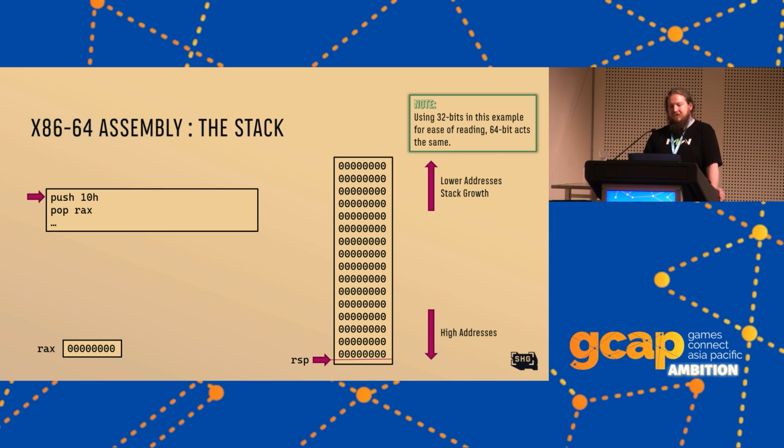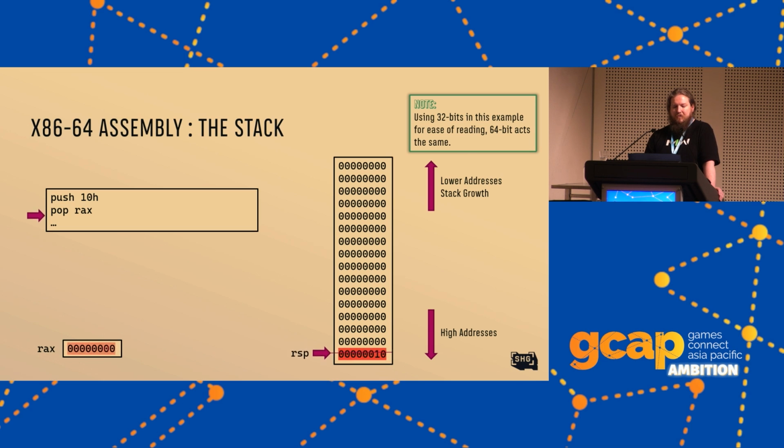The stack gets tracked via the RSP register. This is the stack pointer. It points to the very top of the stack. It'll grow from a higher address towards a lower address. Here's a small little example with a push and a pop instruction, where if we push 10 in hex onto the stack, the RSP pointer moves up, and then the value 10 is added where it previously was.